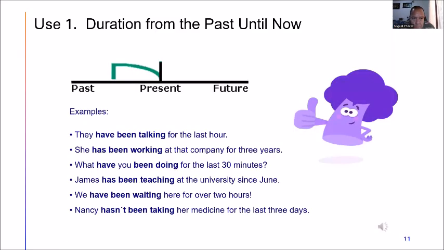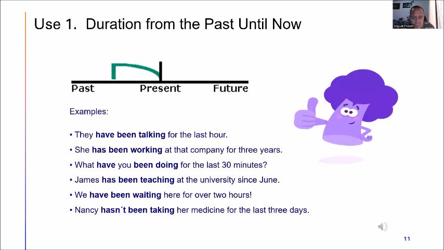We use the present perfect continuous to show that something started in the past and has continued up until now. For 5 minutes, for 2 weeks, and since Tuesday are all durations which can be used with the present perfect continuous. Look at these examples.